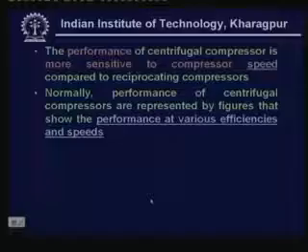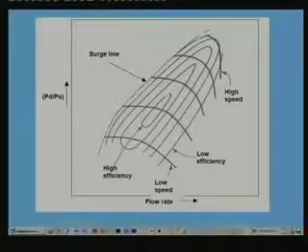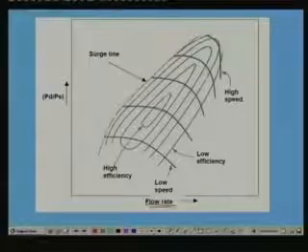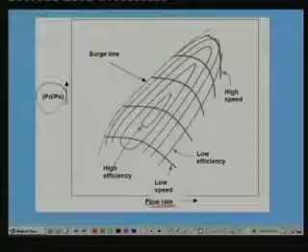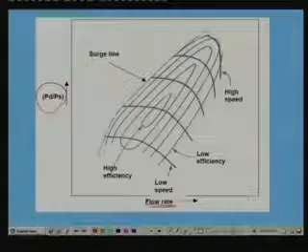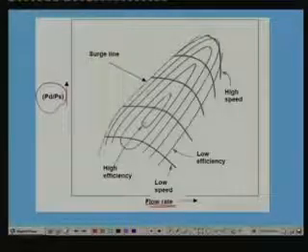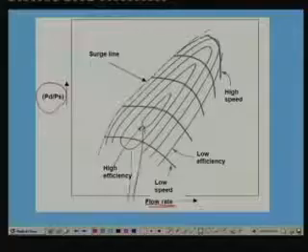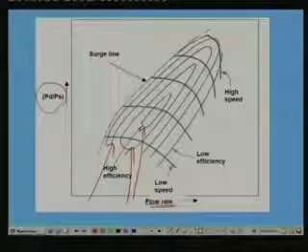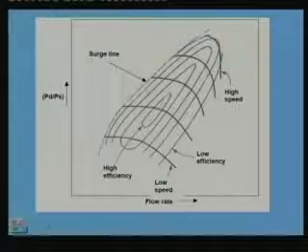Normally performance of centrifugal compressors is represented by figures that show the performance at various efficiencies and speeds. Let me show a typical performance curve, which is very useful. This is a typical performance curve of a centrifugal compressor, and normally the flow rate is shown on the x axis and the pressure ratio, that is the discharge pressure to the suction pressure, is shown on the y axis, and here the performance is shown for different iso-efficiency lines. These lines are constant efficiency lines, and the innermost one, as you can see here, is the high efficiency line.